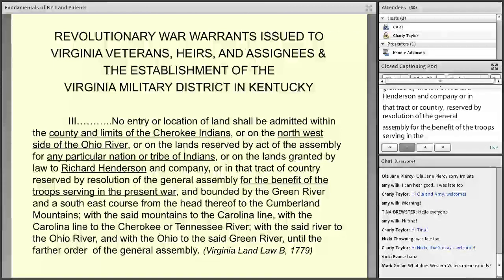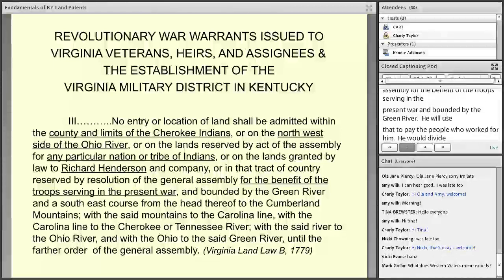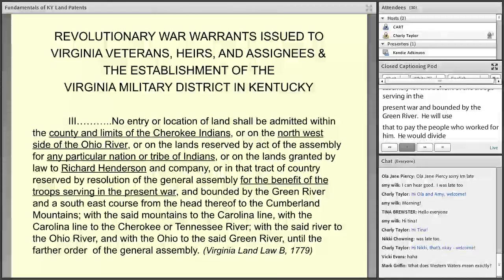He will use that allotment to pay the people who work for him. He will divide it up into lots, make his money, and he will be the only one that will be compensated. The county that arose out of Henderson's grant is Henderson County, Kentucky, and the name of the city is Henderson. Or in that tract of country reserved by resolution of the General Assembly for the benefit of the troops serving in the present war.